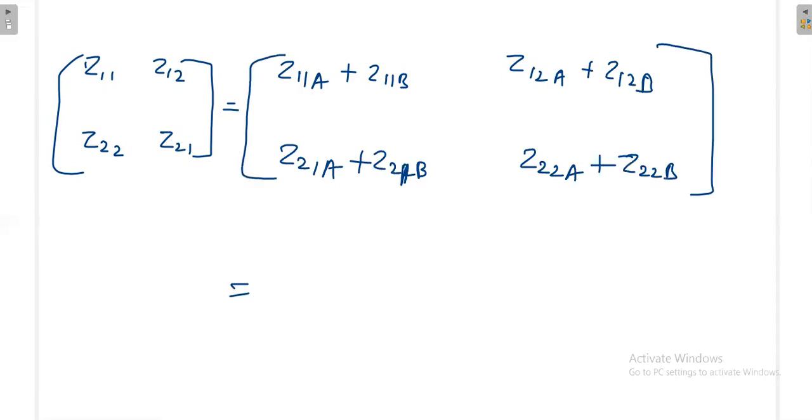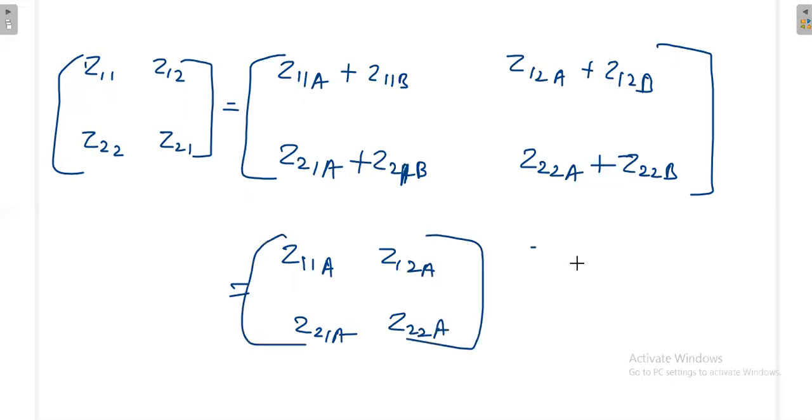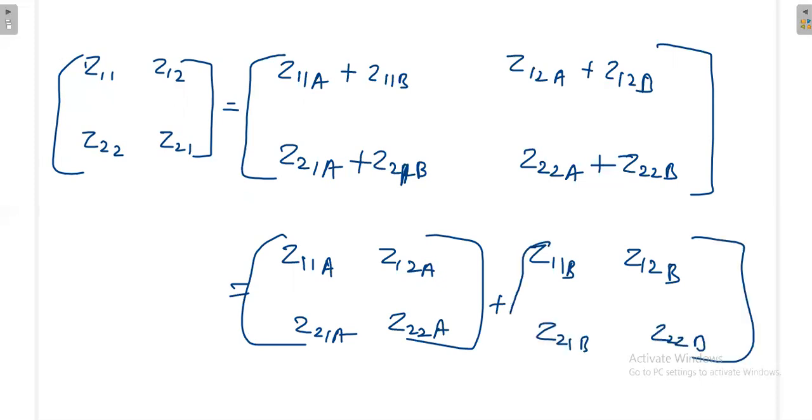Again, this can be separated. So this is the matrix Z11A, Z12A, Z21A, Z22A, plus the matrix Z11B, Z12B, Z21B, Z22B. So again, the overall Z parameter is the Z parameter of network A plus the Z parameter of network B.